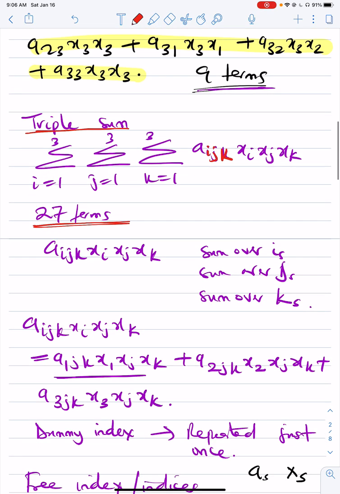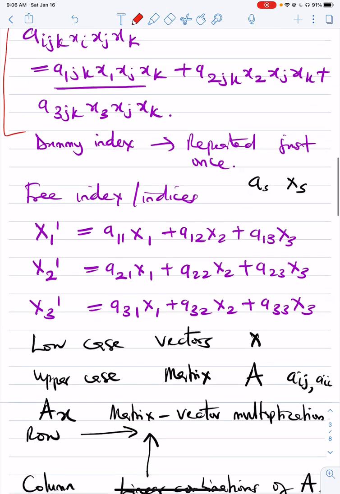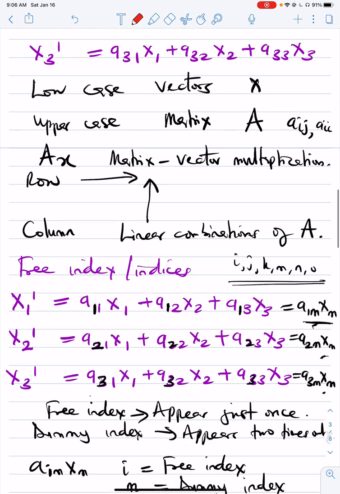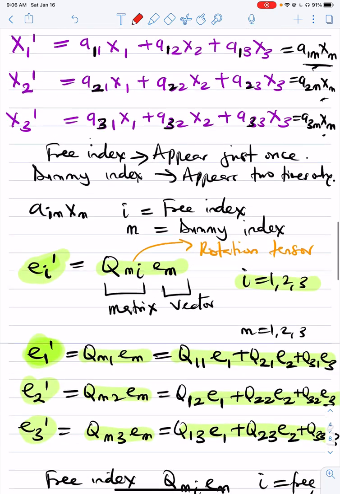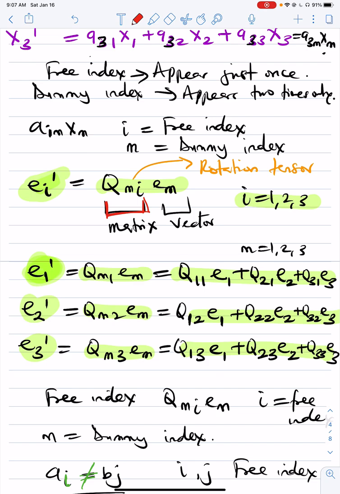This will take a lot of time to solve, but if you can't solve it, then I'll probably provide a solution or a link to the solution. So you get 27 terms if you expand this correctly. Then I also give an example like this. Let's assume you have a vector and you rotate it with a matrix. This is like a rotation tensor or an orthogonal tensor. To write out the terms, for each i from 1 to 3, you have a value. Then for each one, you expand.